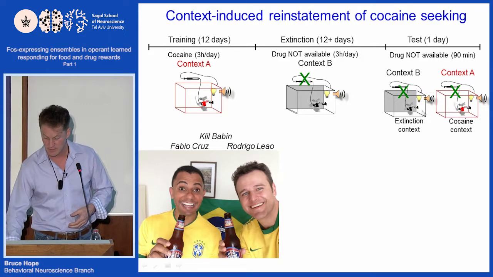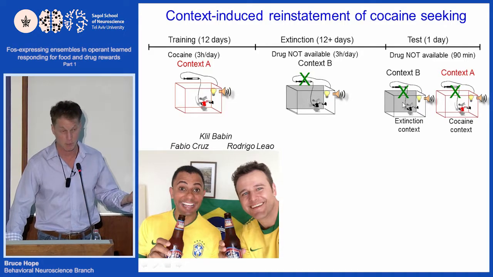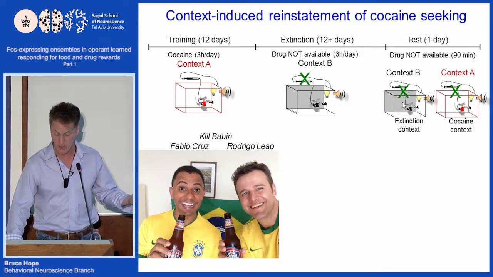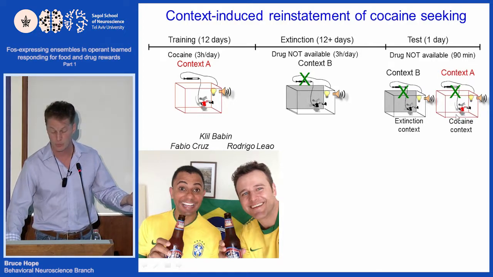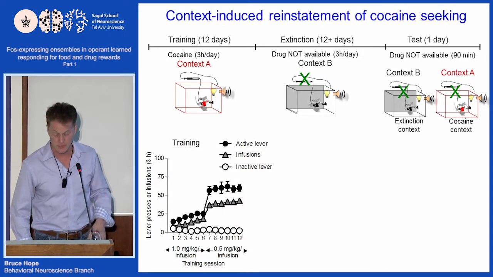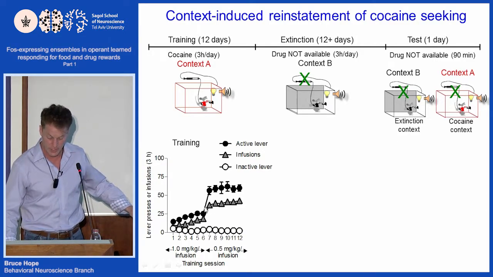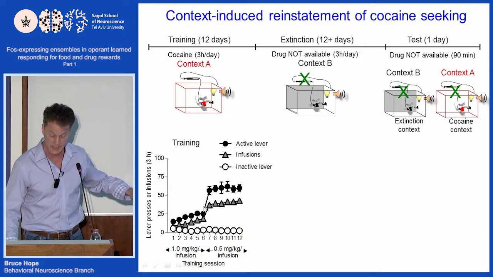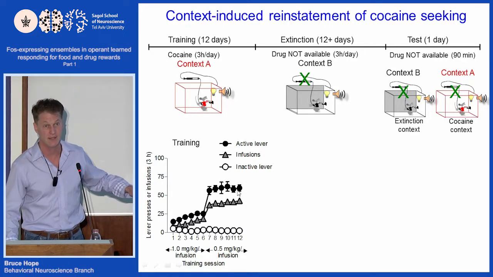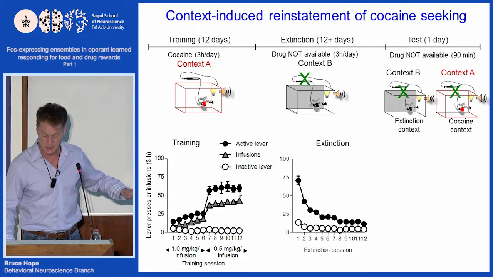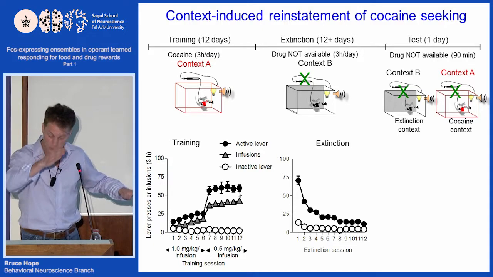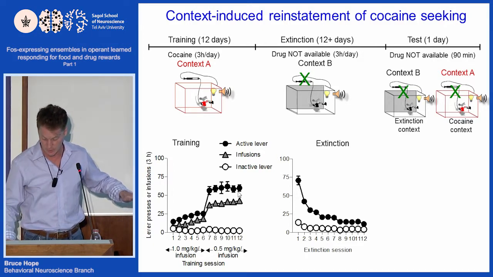So on test day, you place them in the extinction environment, we call it context B, where they don't get drug. Or you could put the other animals in context A, where they're used to getting the drug, in this case, cocaine. And basically, the animals will train during the first bunch of days to press the lever for cocaine. You cut the dose of cocaine in half, and they'll press twice as hard to get the same amount of cocaine. And then they'll extinguish in context B.